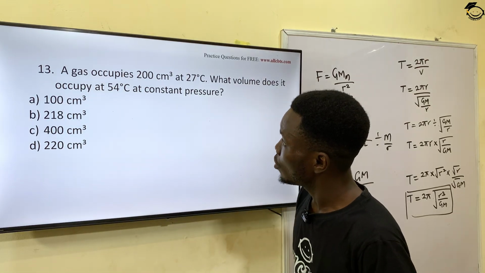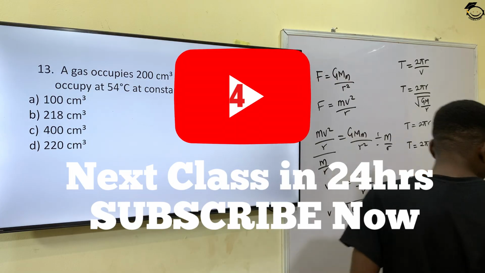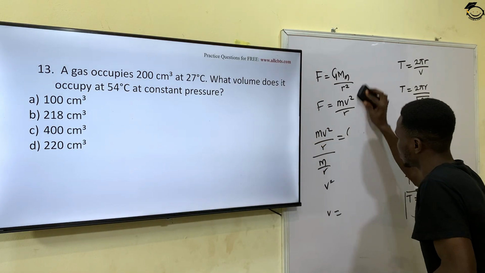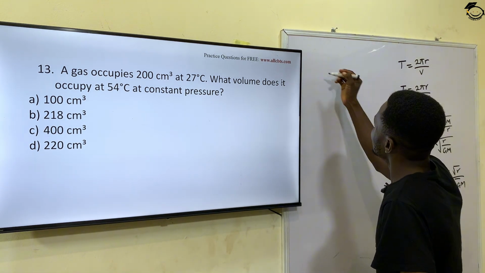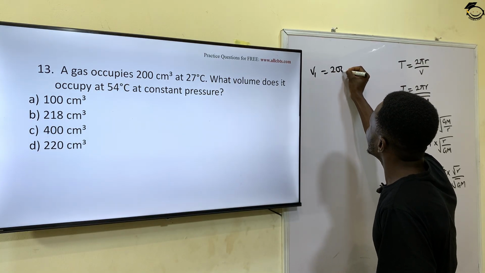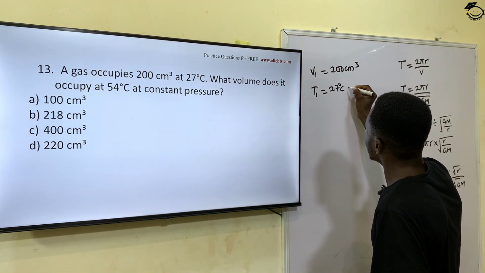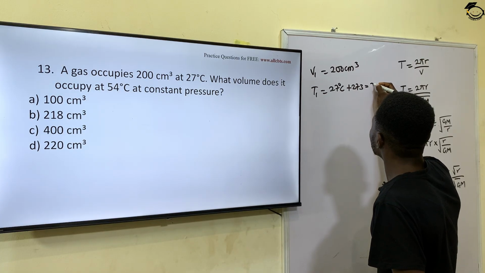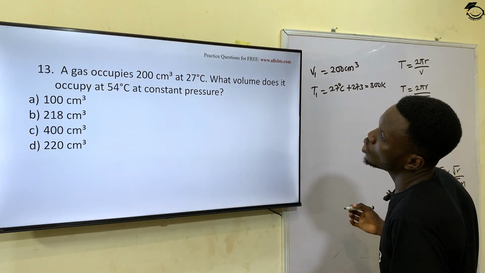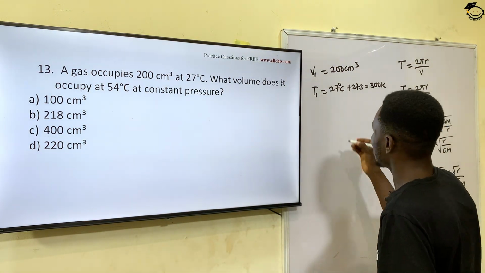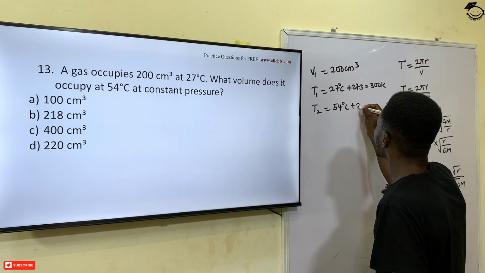So that takes us to the next question, which says a gas occupies 200 centimeter cube at 27 degrees Celsius. So the volume was given, V1, as 200 centimeter cube, and the temperature T1 was given as 27 degrees Celsius plus 273, which will give me 300 Kelvin. What volume does it occupy at 54 degrees Celsius? So we are given a new temperature T2 as 54 degrees Celsius plus 273.